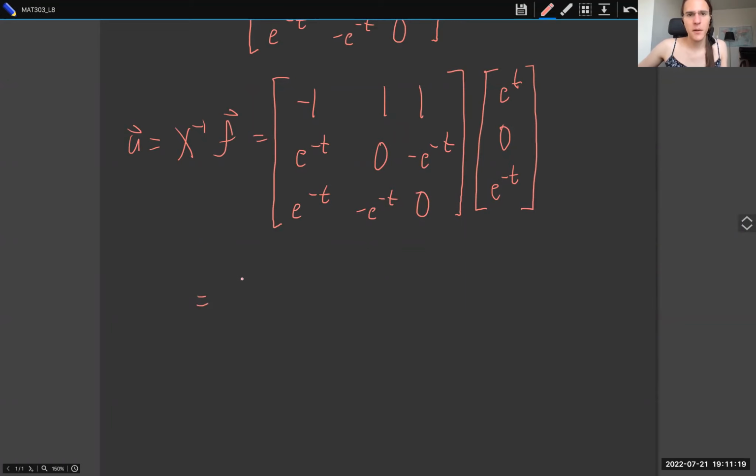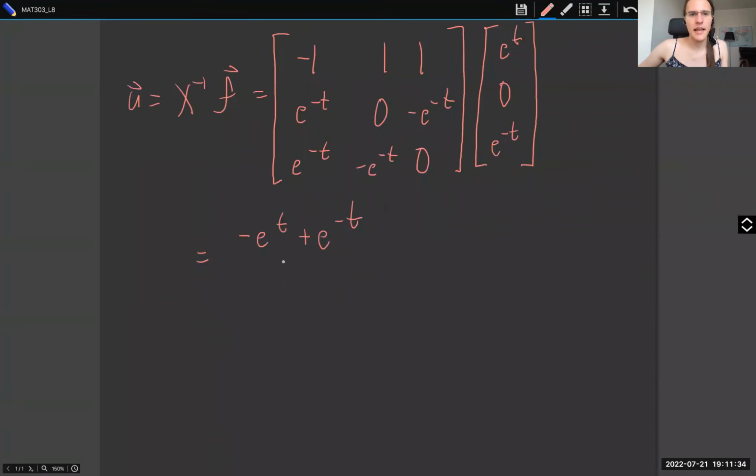So here we're going to get minus e to the t plus e to the minus t. So basically it's this times e to the t and this times e to the minus t. Then that's going to give me 1. And that's going to give me minus e to the minus 2t. Then that's going to give me 1. And there's nothing here, so it's just 1. Sorry, this is u prime, not u.